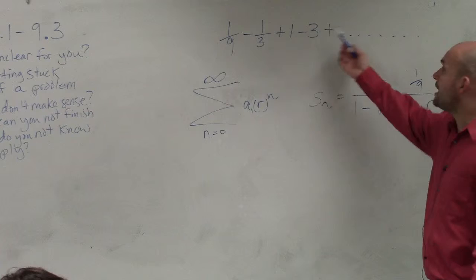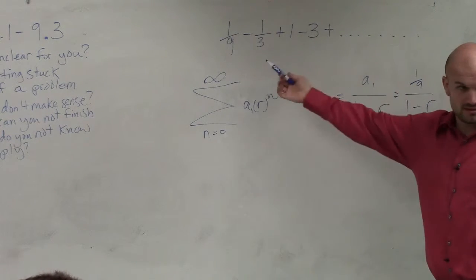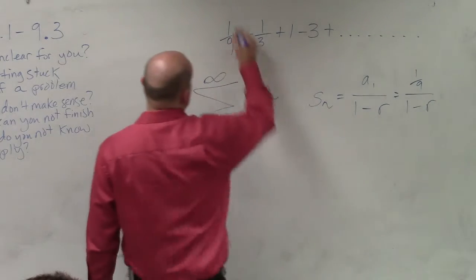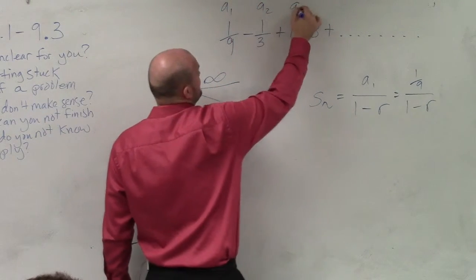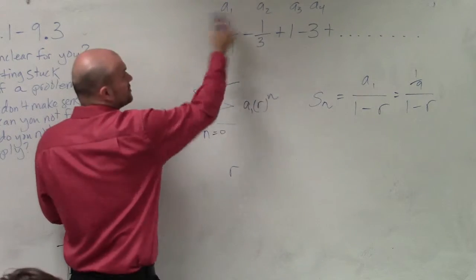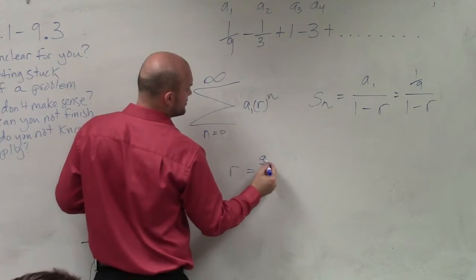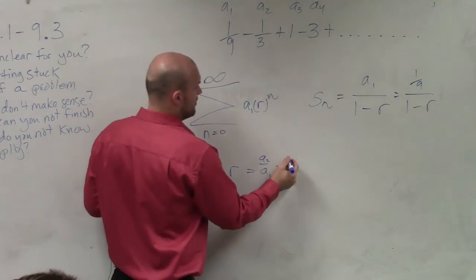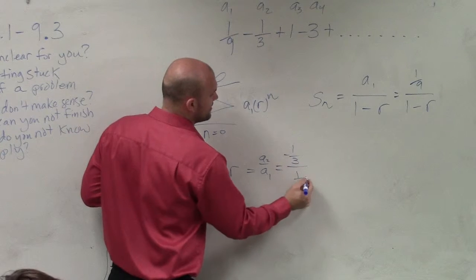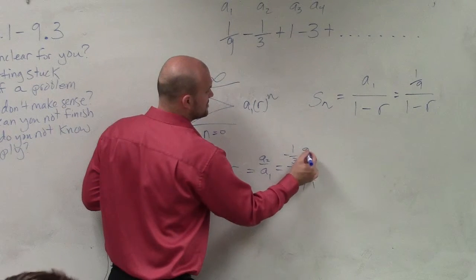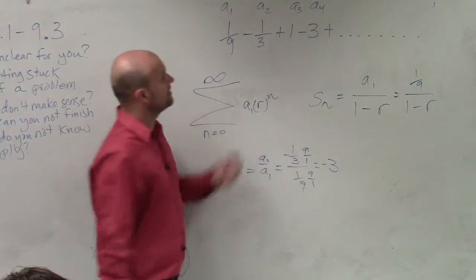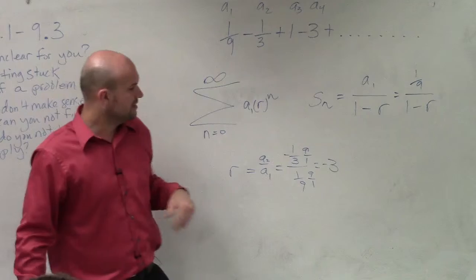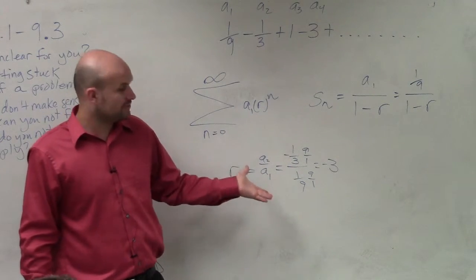We don't know r, so now we need to take this series and determine what r is. So to determine r, remember, that's a sub 1, that's a sub 2, that's a sub 3, a sub 4. All we simply need to do is take the ratio of a sub 2 over a sub 1. Or you could do a sub 3 over a sub 4. And what I have is negative 1/3 divided by 1/9 multiplied by the reciprocal. That equals negative 3. And I notice, is that the same for all of those? Yes, it is. So therefore, now I have negative 3 as my r.